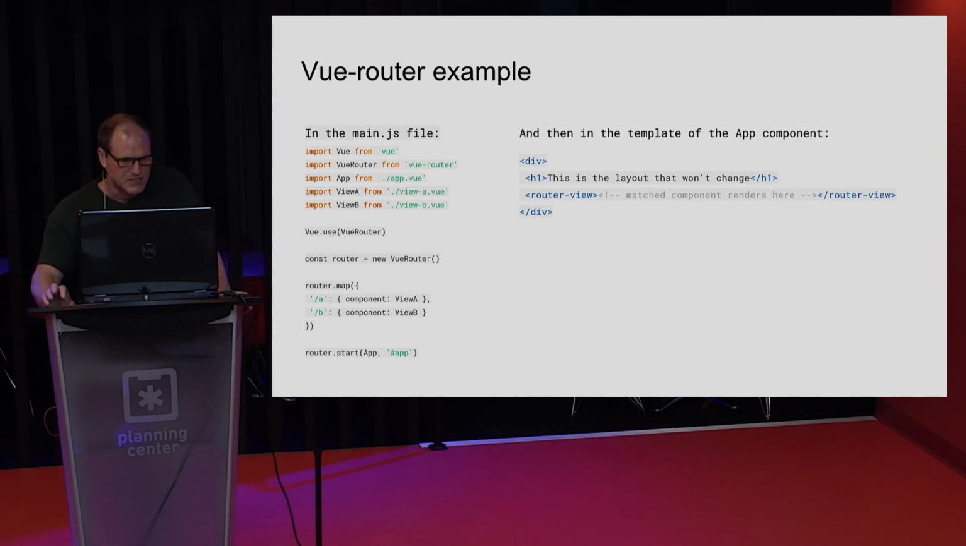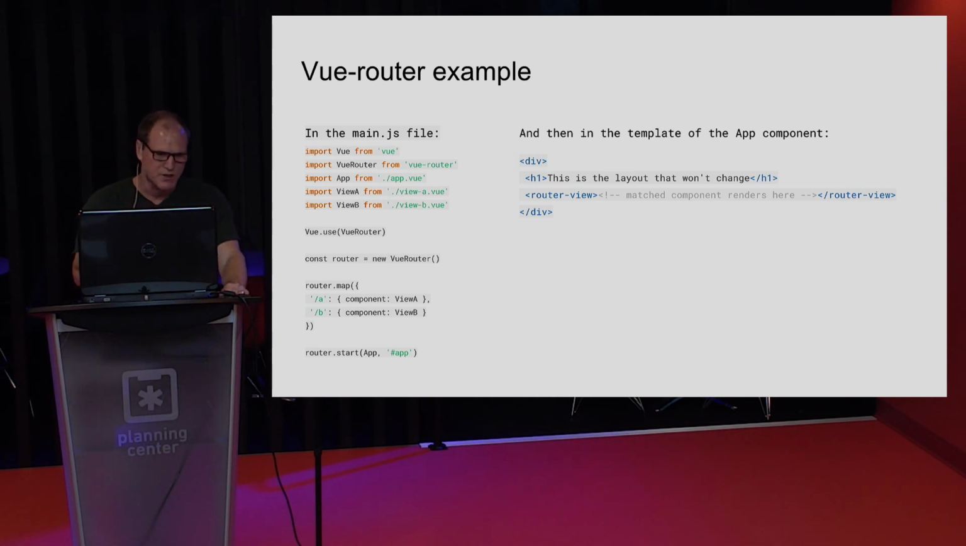So in your main.js file, which is your entry file, you import your router and then you use it. And you'll see that pattern repeated over and over again, import and use. We create a new instance of the Vue router, create our router map, pull the app into the router and start it, and that's it.